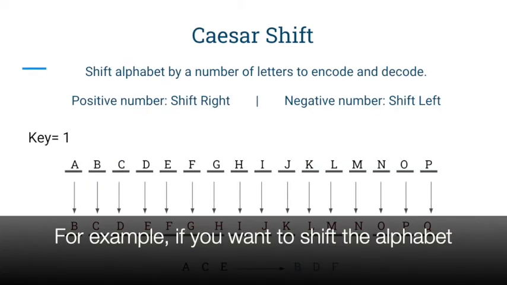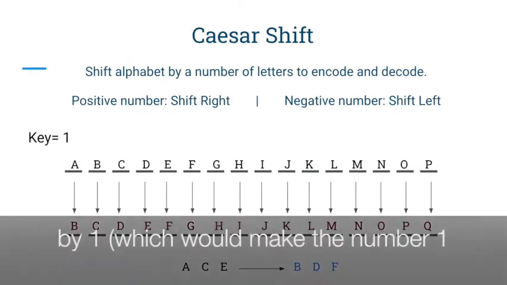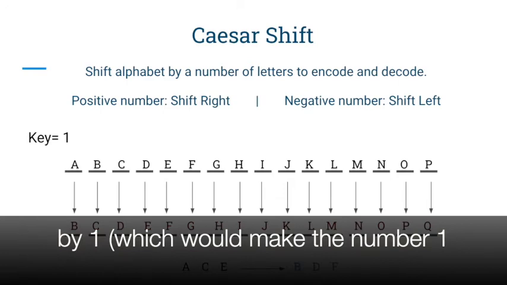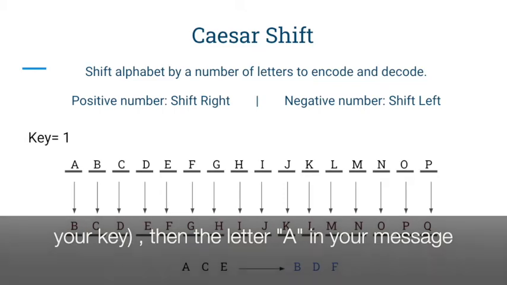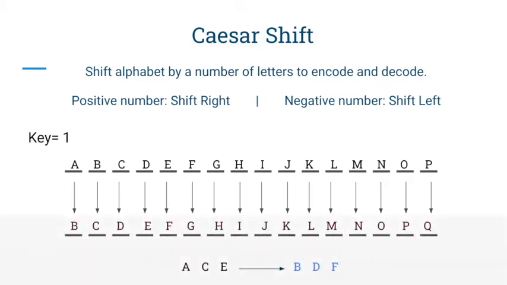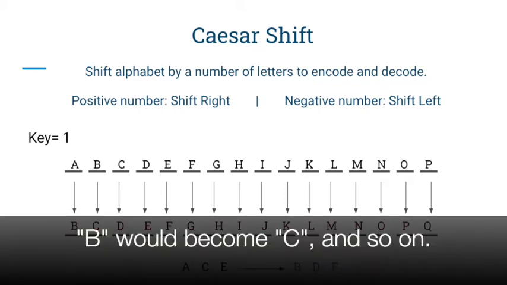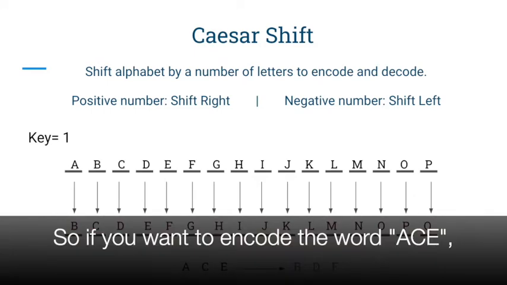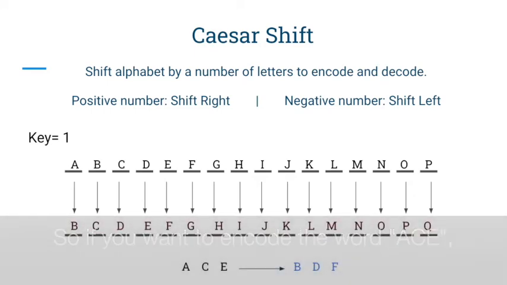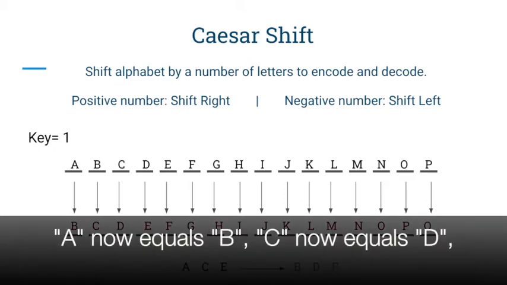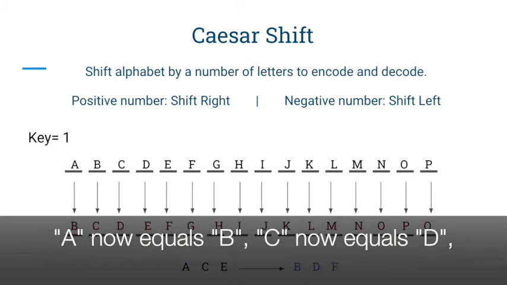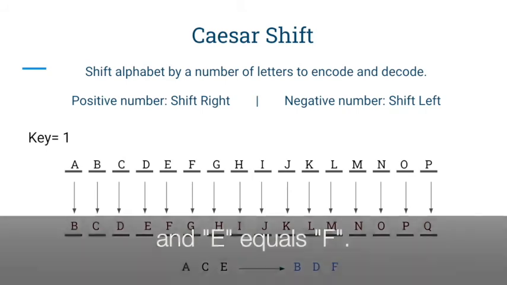For example, if you want to shift the alphabet by 1, which would make the number 1 your key, then the letter A in your message would become B, B would become C, and so on. So if you want to encode the word ace, it would become BDF, since A now equals B, C now equals D, and E equals F.